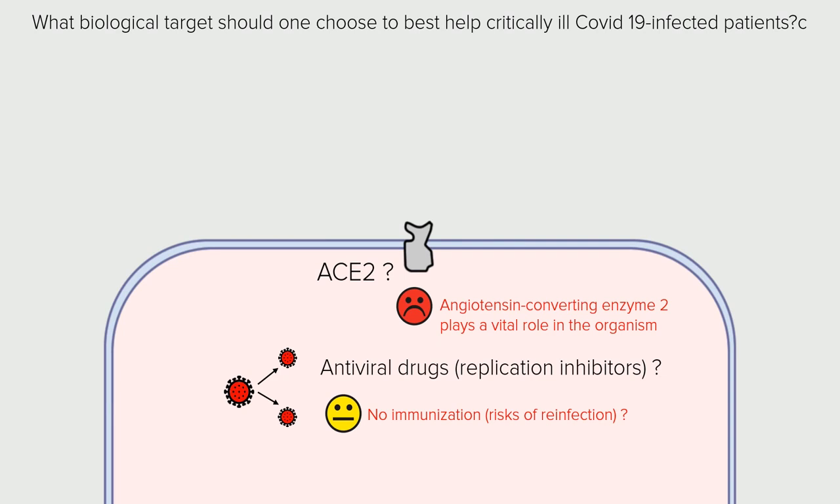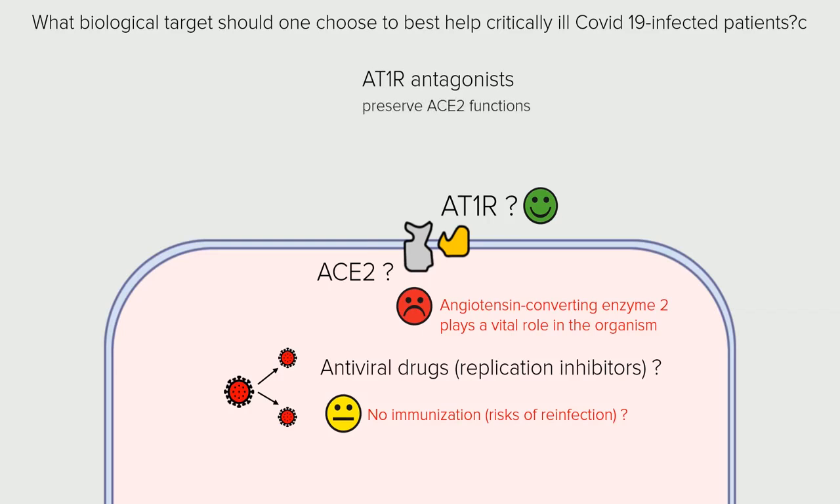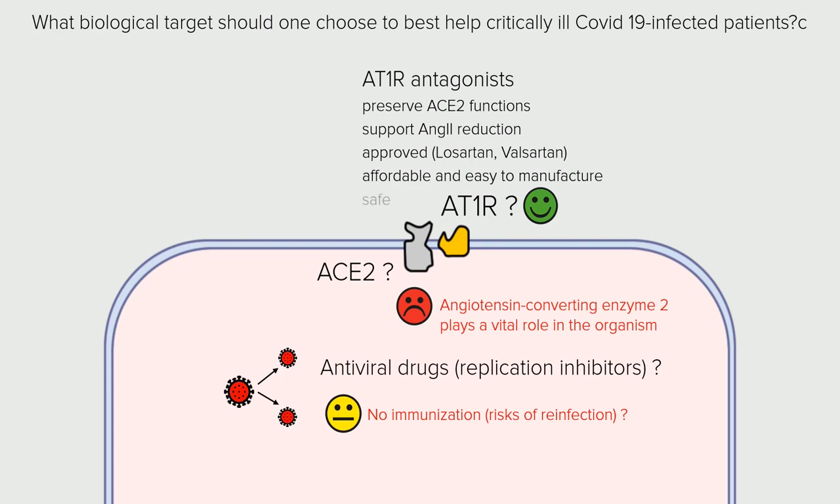This leaves us with AT1R, and we believe this is a better choice by far. AT1R antagonists would preserve ACE2 functions. They would support reduction of Ang2-driven inflammation. They exist as approved drugs, such as Losartan or Valsartan. They're affordable, easy to manufacture, and they're safe.